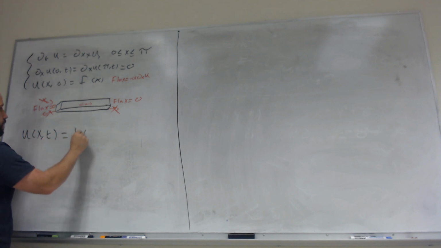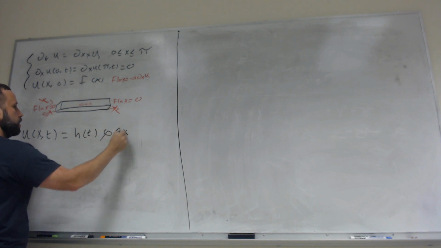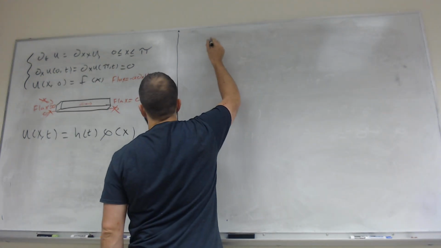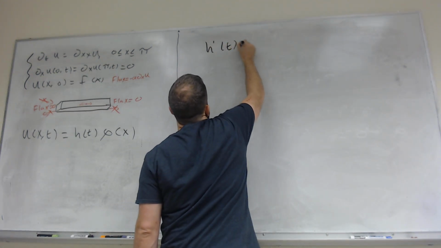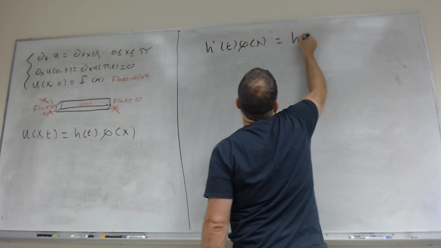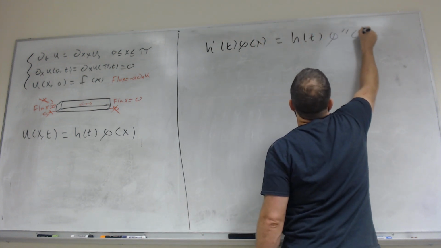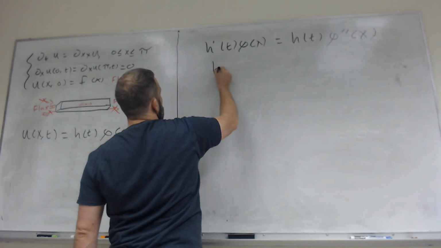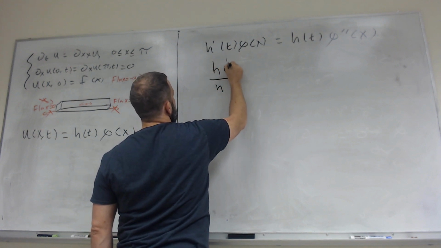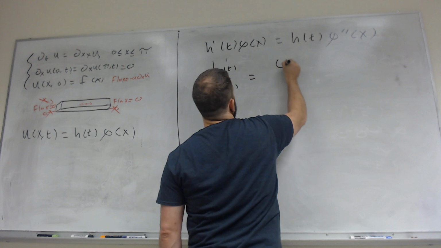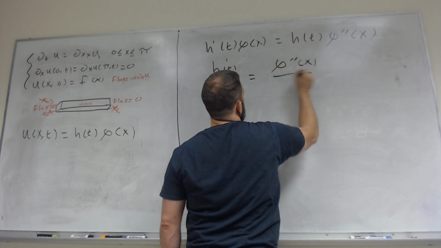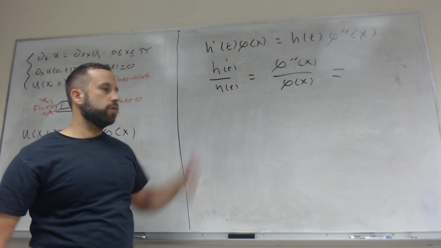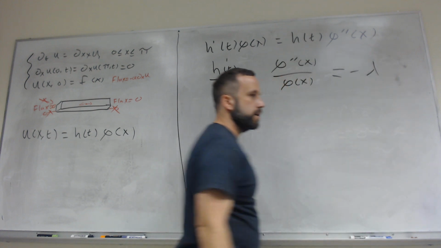Anyway, we're going to try to find product solutions: u of x, t equals h of t times phi of x. We're going to plug these into the PDE. When we plug them in, we get h prime of t phi of x is equal to h of t phi double prime of x. Rearranging, we get h prime over h is equal to phi double prime over phi. So again, a function of t and a function of x are equal to each other, so they must be equal to a constant. We're going to call it minus lambda.